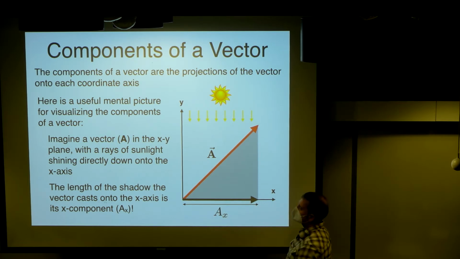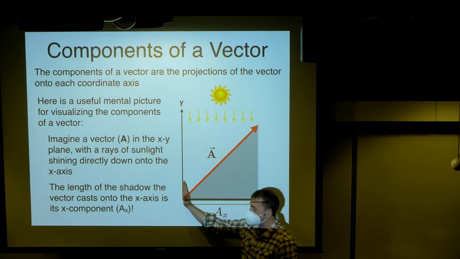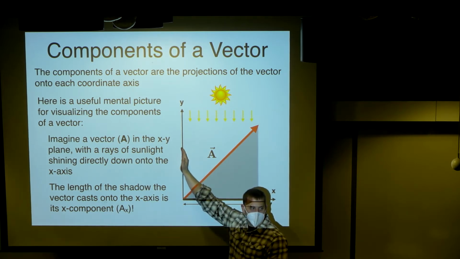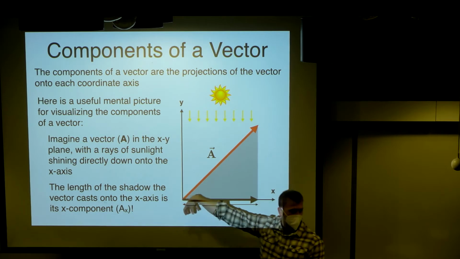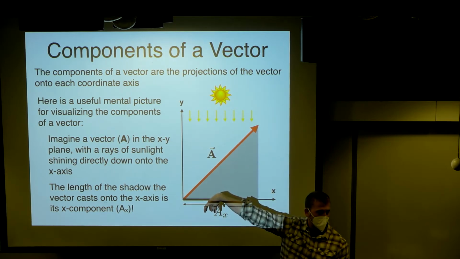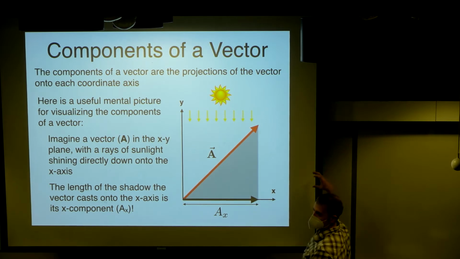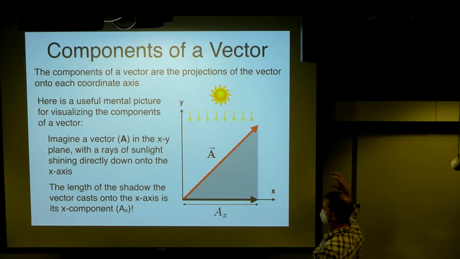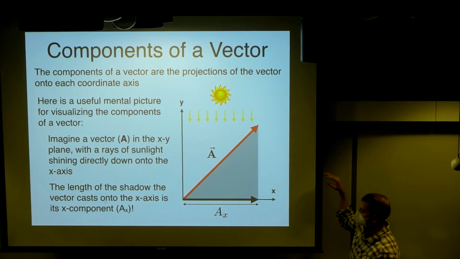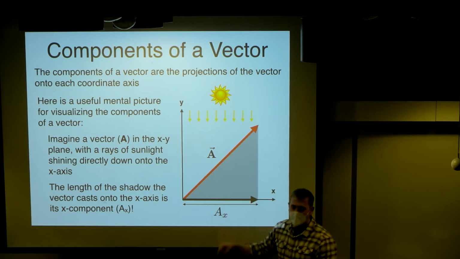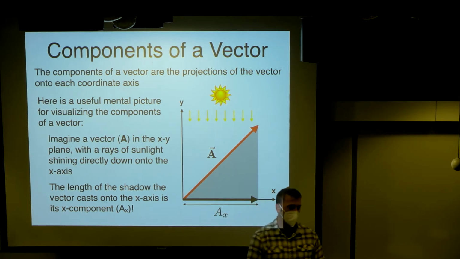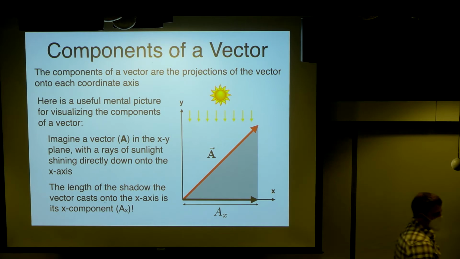The larger our x component, the longer this shadow will be. By the way, if there's no x component, meaning the vector is just along the y-axis, there's no shadow cast at all, so there would be no x component. You can imagine doing the same thing on the y-axis too. Just shine your source of light from this direction onto the y-axis and see what kind of shadow is cast. It's the same idea. So that's just a picture you can have in your head for what the components mean.